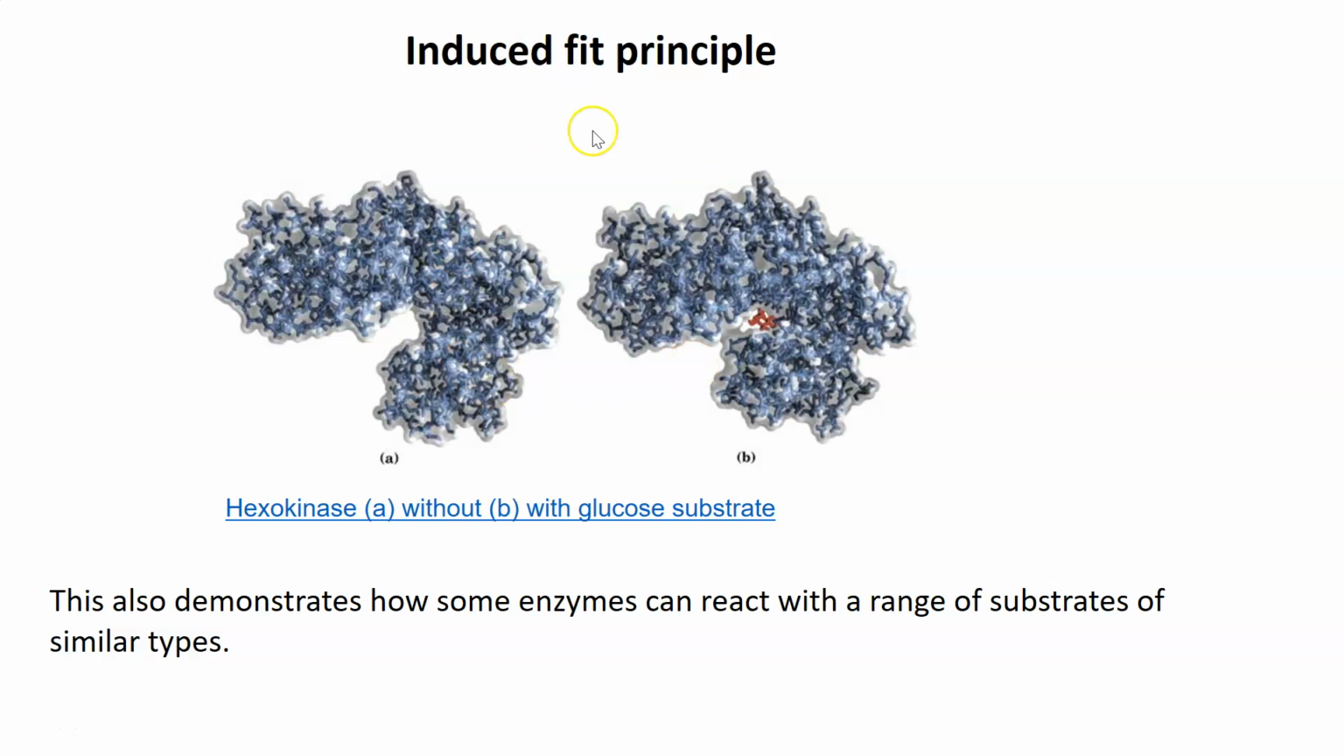So we know that this induced fit principle works. But there are some enzymes which don't change their shape, so the induced fit principle doesn't work with those enzymes. There are some enzymes whose substrates are very specific, where only a specific substrate will bind to the active site, and in those cases, it's more the lock and key hypothesis.